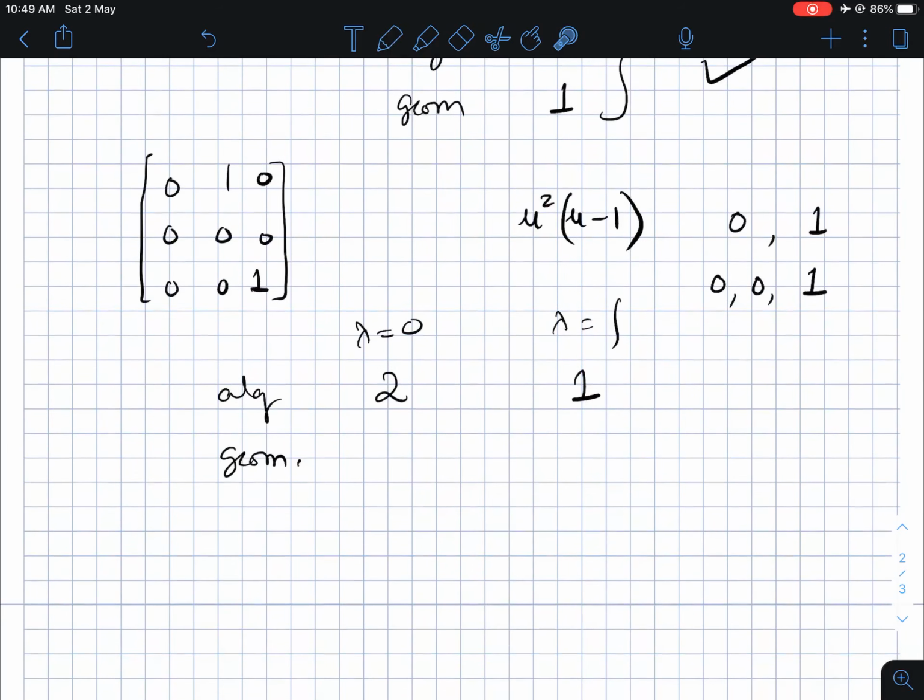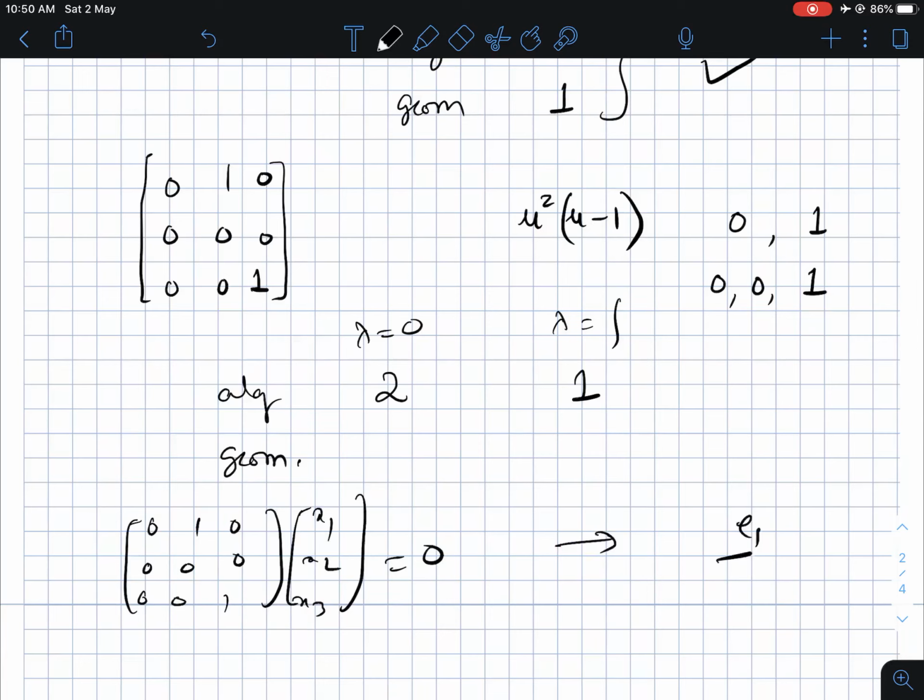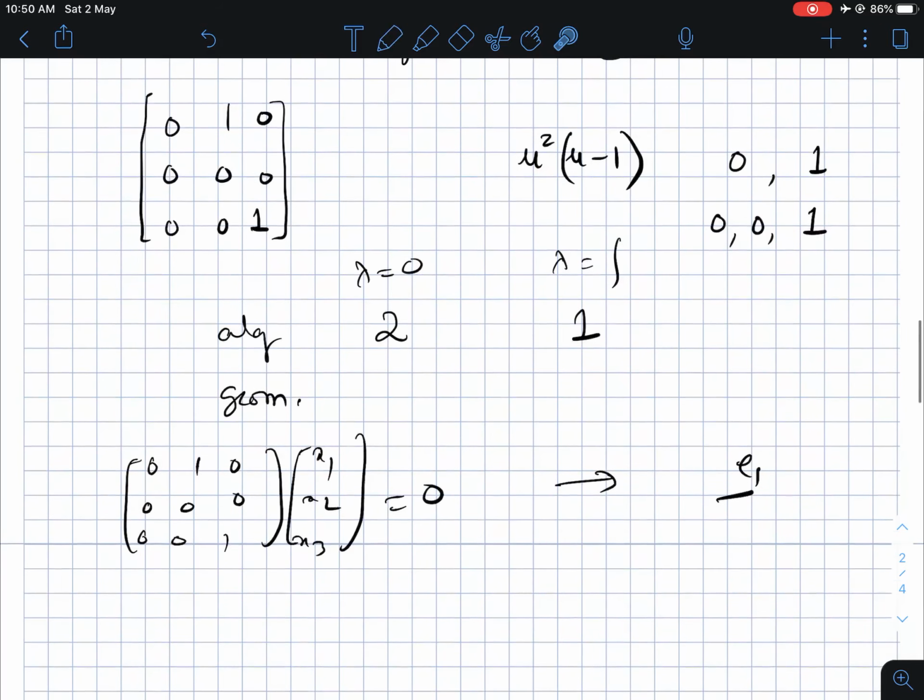So how many eigenvectors are there for eigenvalue 0? For that I have to multiply this matrix with x1, x2, x3 and set it to 0, correct? I have to find out how many eigenvectors there are for 0, and you can very easily do the computation here, and you will see that the only eigenvector is e1. Just multiply this and you will conclude that the only eigenvector is e1. In fact, there is only one eigenvector corresponding to lambda equal to 0, that is e1, like before.